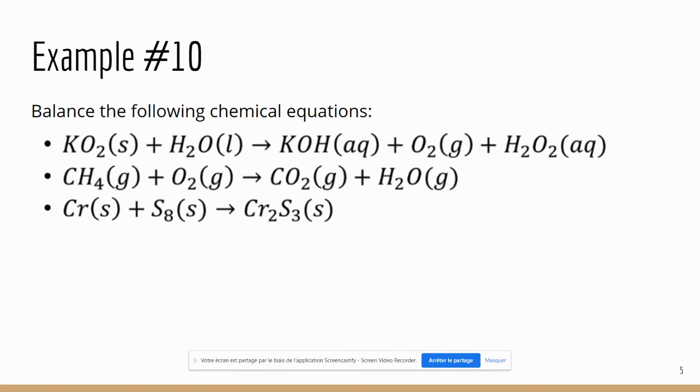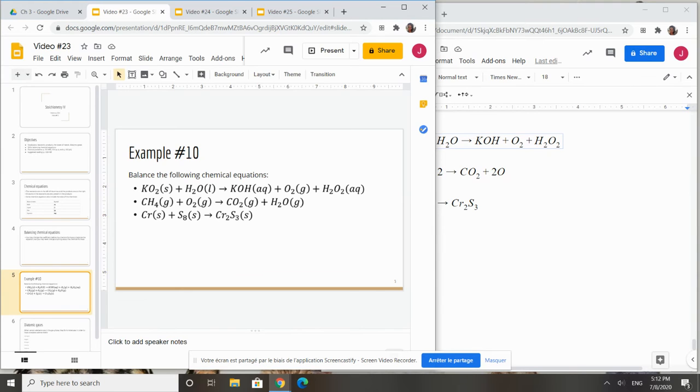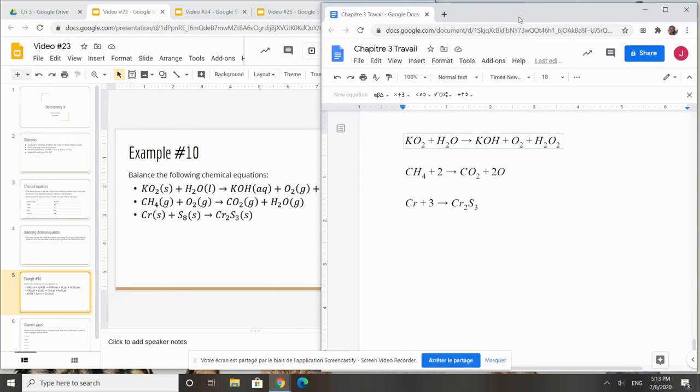I'm going to walk through this with you, just showing you my strategies. But again, it really is just guess and check. The first strategy that you could use would be to just start with your most complex molecule. That's just one strategy that often works, but does not always work.